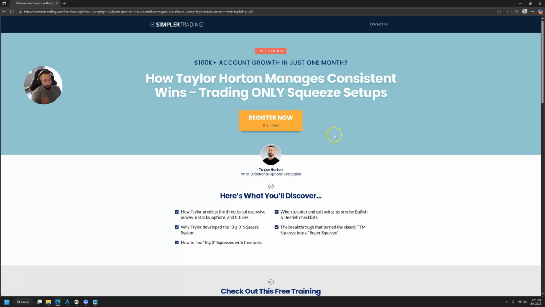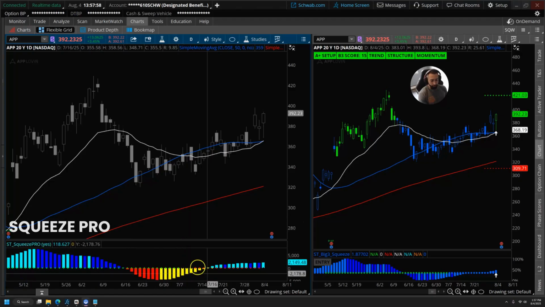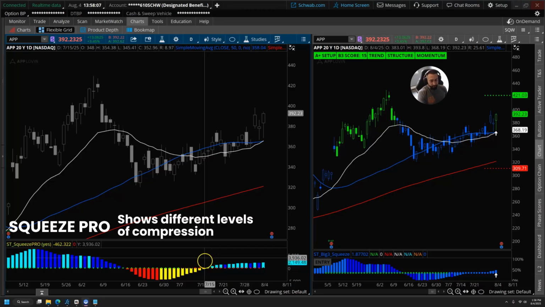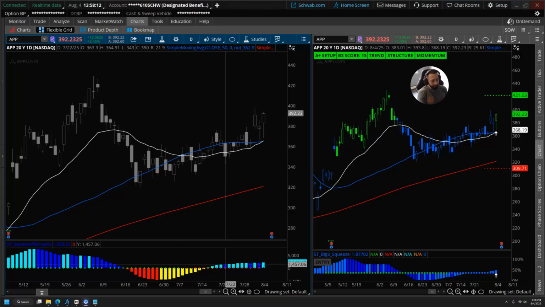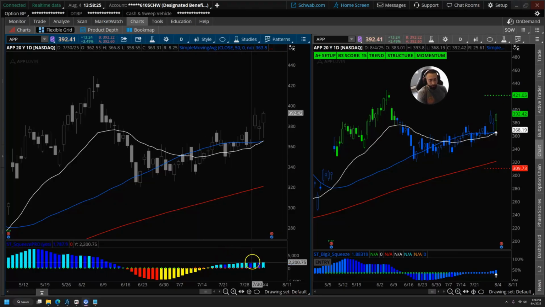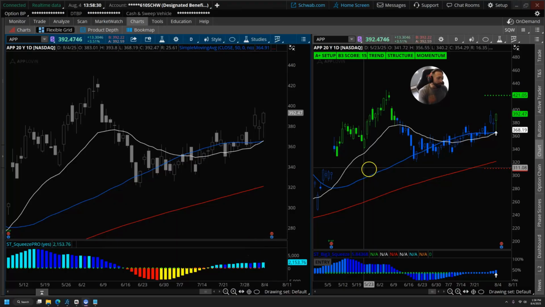Otherwise, Squeeze Pro versus Big 3 Squeeze. Here we go. Okay, so we'll start here with the Squeeze Pro, which we have on the left, and the calling card of the Squeeze Pro is that it shows you different levels of compression. And don't forget, that's all the squeeze is. The average true range is tightened, the price action, the volume, implied volatility, everything's tightened up to a point where we have a compression phase, which is very much like a coiled spring. They build up all the energy in the compression phase, followed by the expansion phase, and as that squeeze fires, they release the energy. Again, all those basics are in the free class.